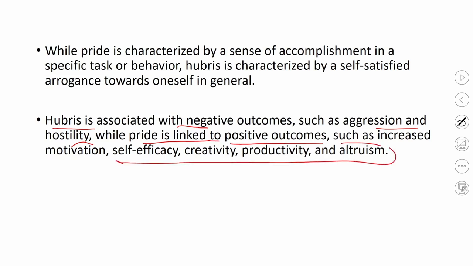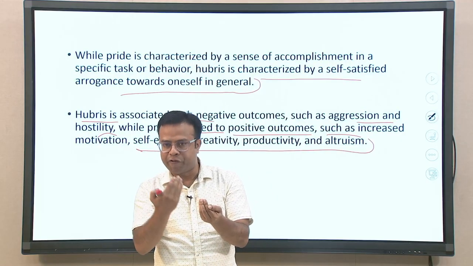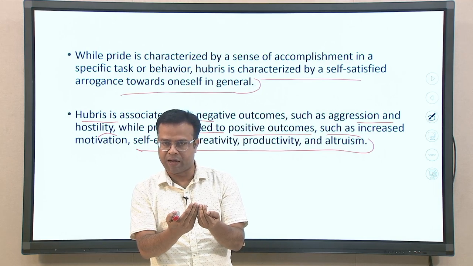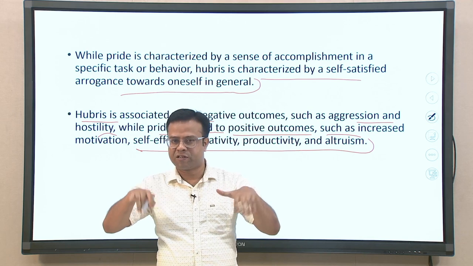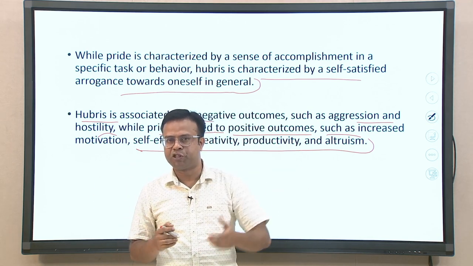So, why this difference? Because the concept of hubris is characterized by self-satisfied arrogance towards oneself in general. So, the concept of hubris is also associated with pride, but here a sense of arrogance is associated with it. So, that is the main aspect which distinguishes hubris from pride. In pride, one may be just feeling good about whatever they have done with a sense of accomplishment.